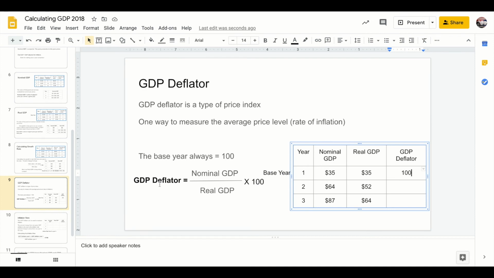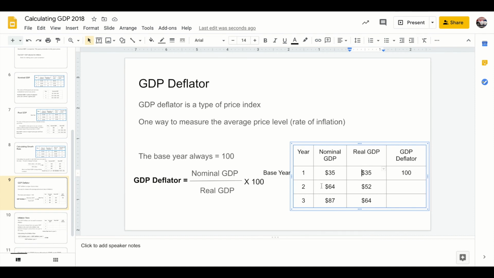Okay, so our GDP deflator. The reason that this is 100, I'll show you real quick. You take your nominal GDP, which right now is $35, divided by your real GDP. That's $35 for the base year, because in the base year, those are the prices we're using, so nominal GDP and real GDP are going to be the exact same thing. So nominal divided by real, 35 divided by 35 is 1, times 100 equals 100.